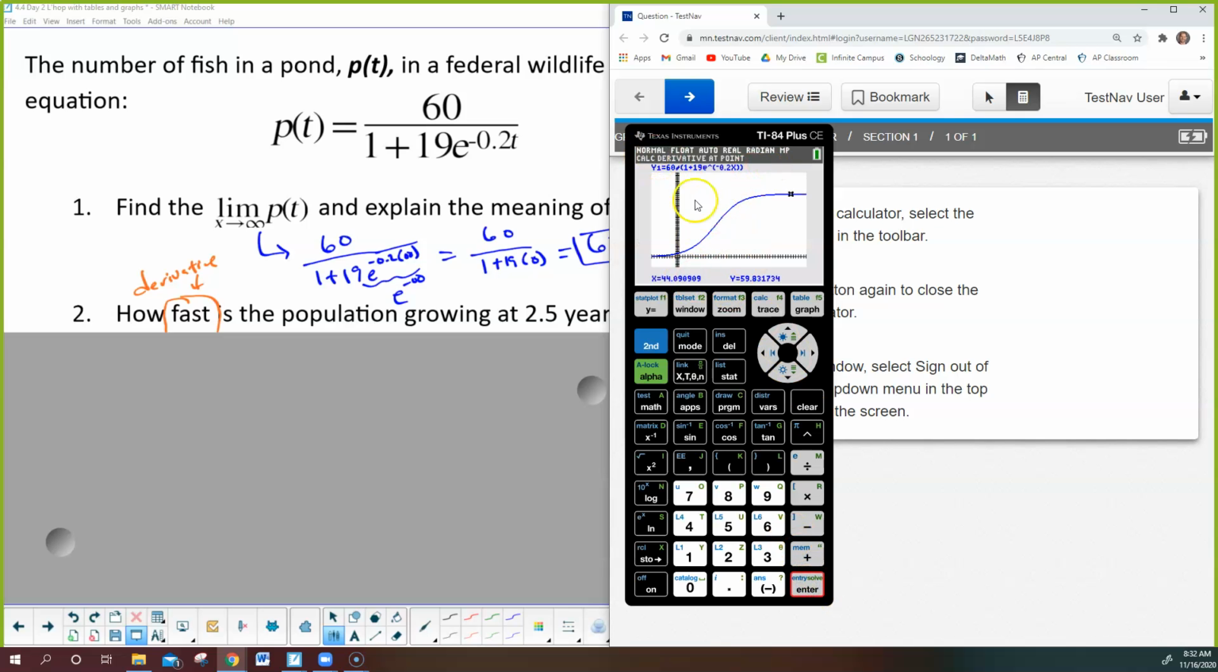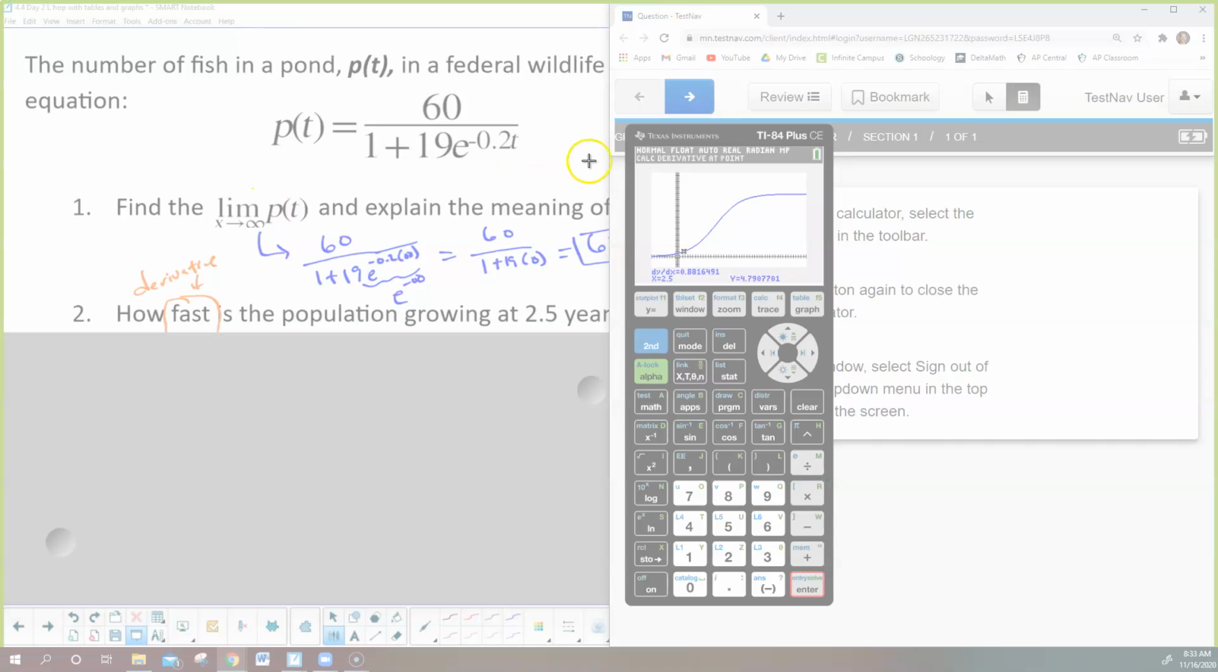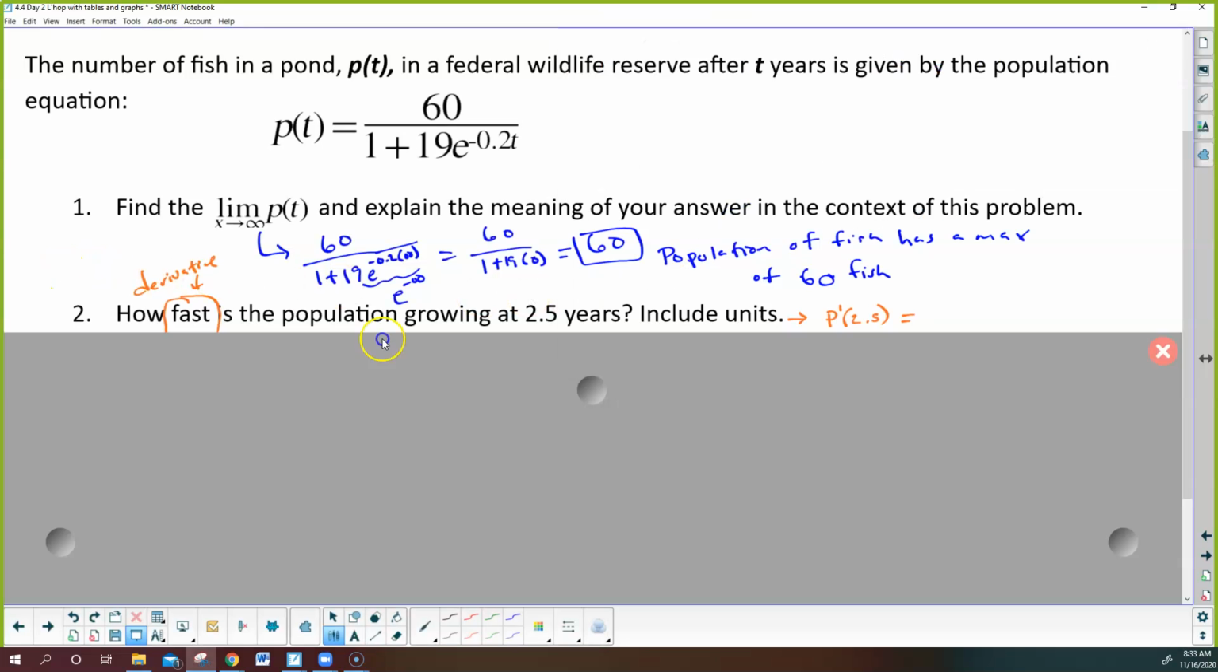Sure. Hit enter. And then here's the part. It doesn't really prompt you anything except for it says calc derivative at a point. Well, yes, and I want it to be at the point 2.5. So all I did was go second calc, option 6, and then I typed in the value that I want. And you'll notice something. It gives me the derivative exactly at that point.